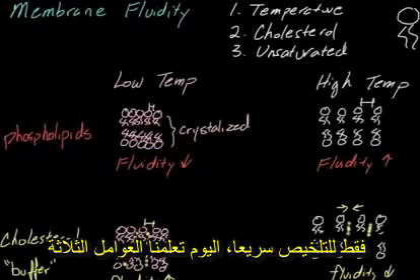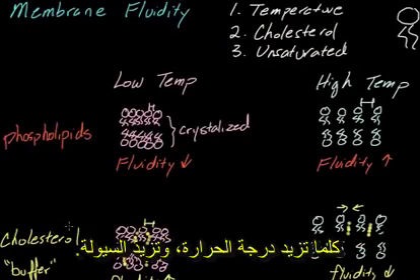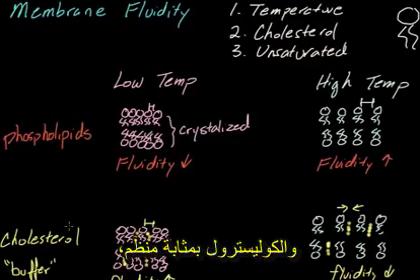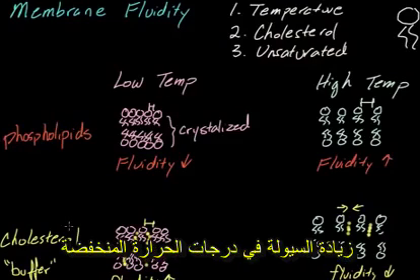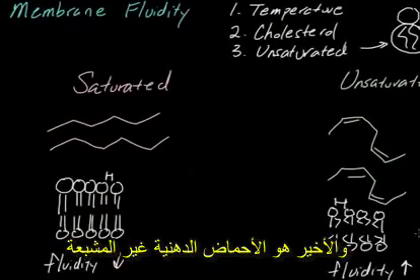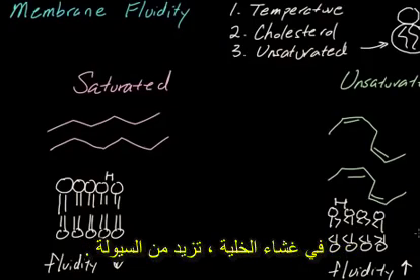So just to quickly sum up, today we learned the three factors that can affect membrane fluidity. The first being temperature. As temperature increases, fluidity also increases. The second is cholesterol. Cholesterol acts as a buffer, increasing fluidity at low temperatures and decreasing fluidity at high temperatures. And the last are unsaturated fatty acids in our phospholipids. When we increase the amount of unsaturated fatty acids in our cell membrane, the fluidity also increases.